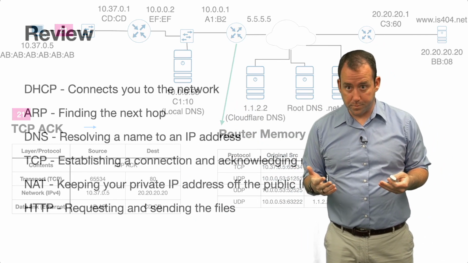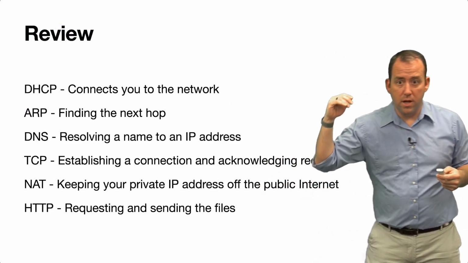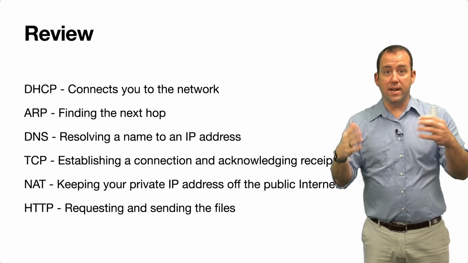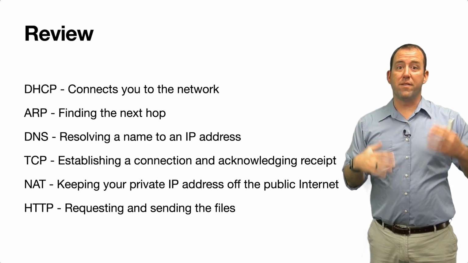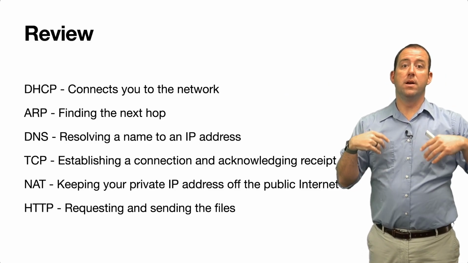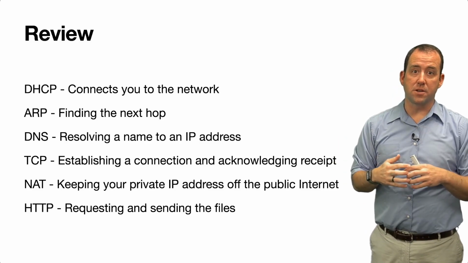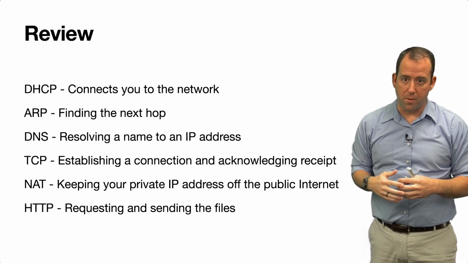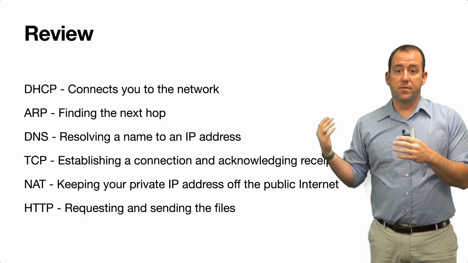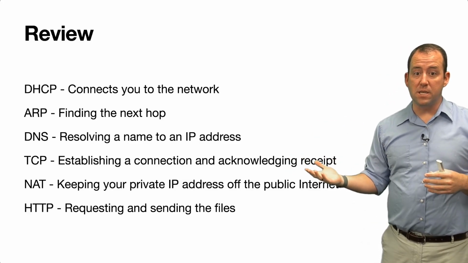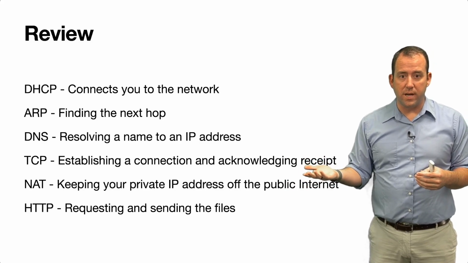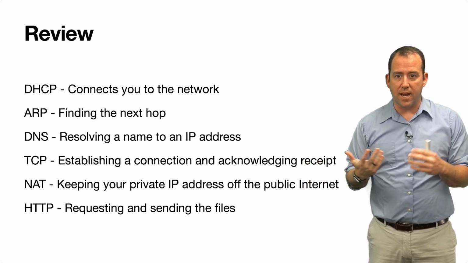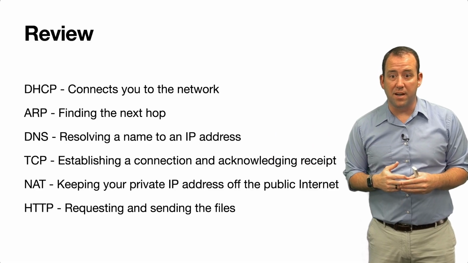So as a quick review, we had DHCP connecting us to the network and getting us the configuration information that we wanted. We have ARP getting us the next hop, allowing us to figure out the MAC address associated with an IP address for what we want to send to. We have DNS for resolving a name to an IP address. We have TCP and UDP, but a lot of our time was spent here with TCP, establishing that connection and acknowledging receipt of those messages.